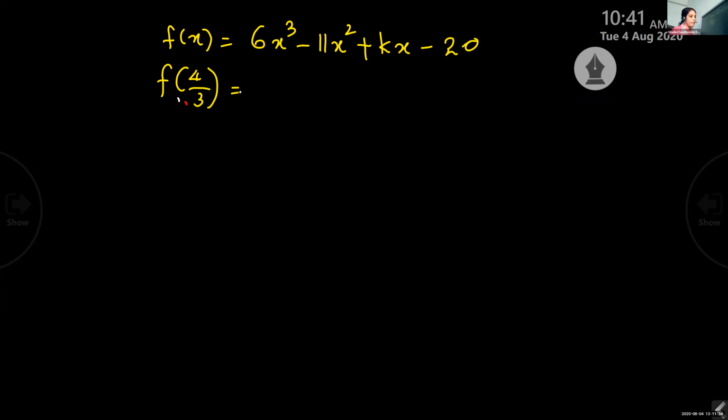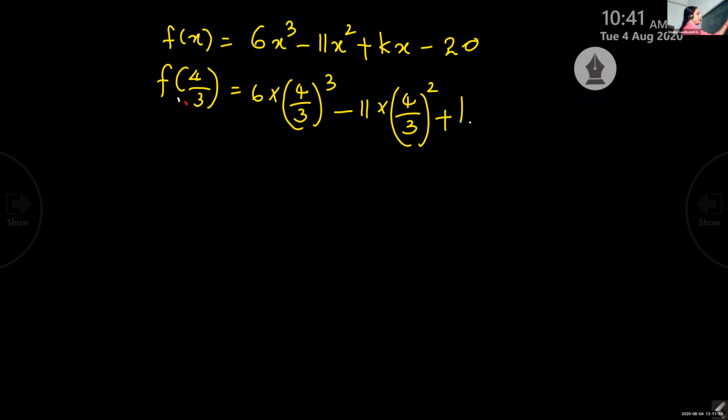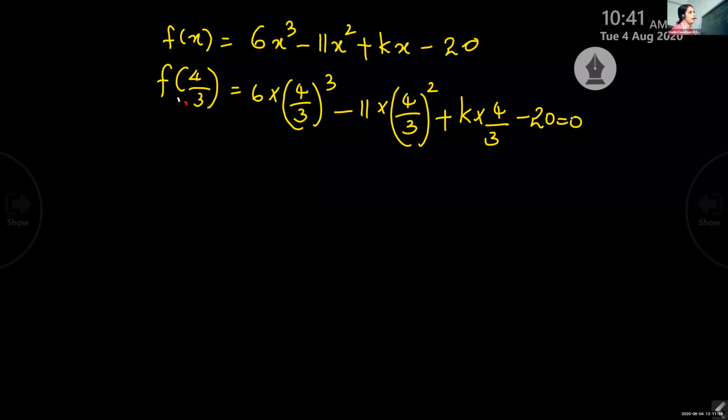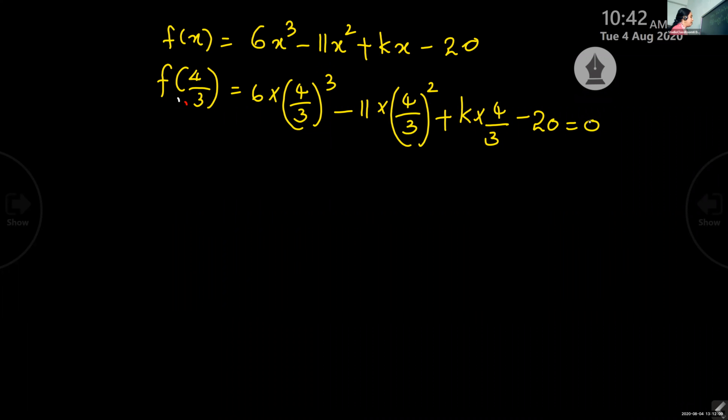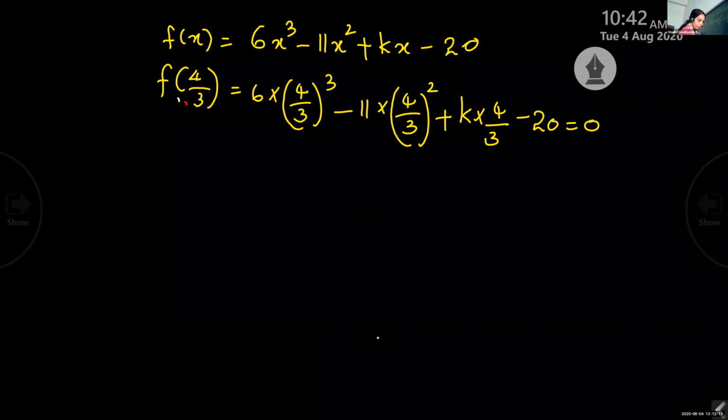That instead of x, you are giving 4 by 3. That is 6 into 4 by 3 all cube minus 11 into 4 by 3 all square plus k into 4 by 3 minus 20, and you will get the answer as 0. Minus 20 equal to 0. F of 4 by 3 is 0. Now we are going to expand it.